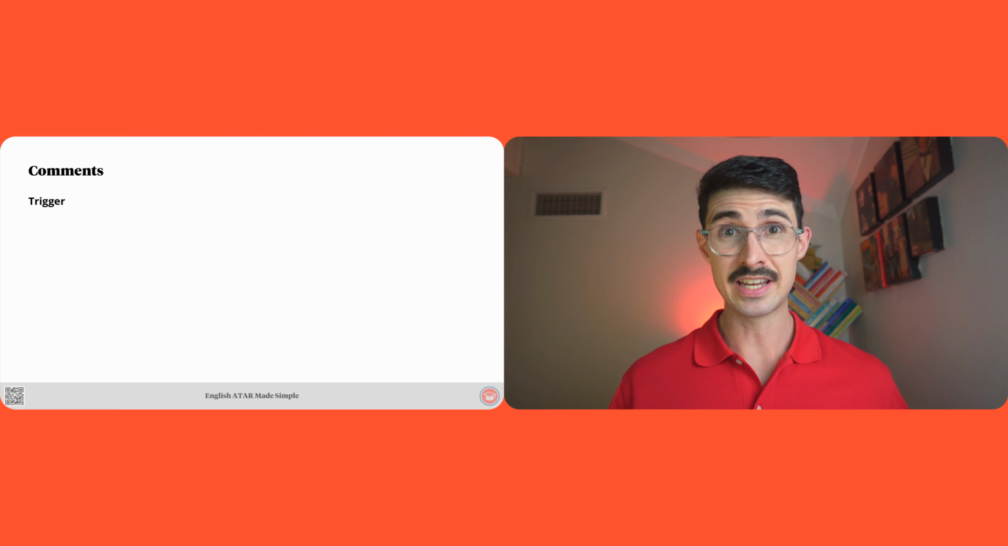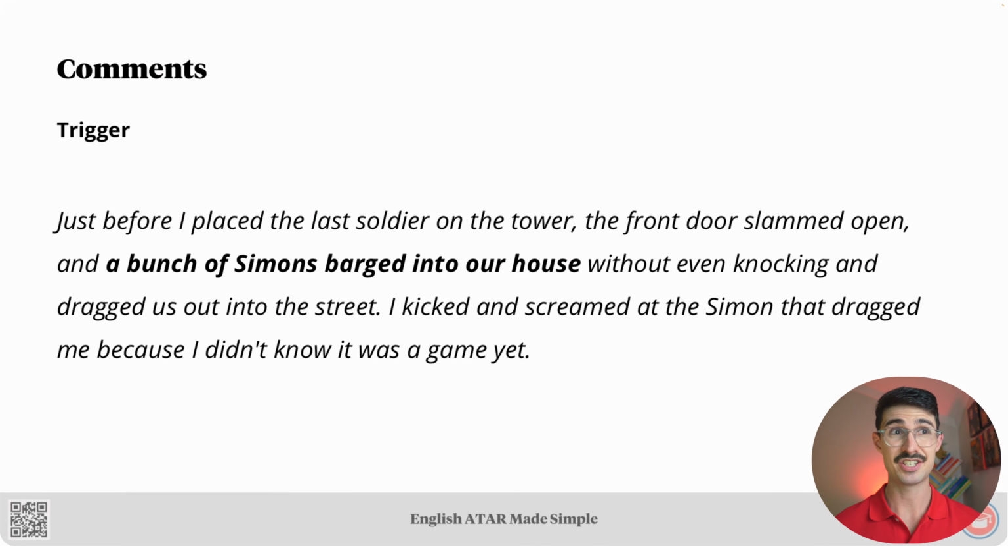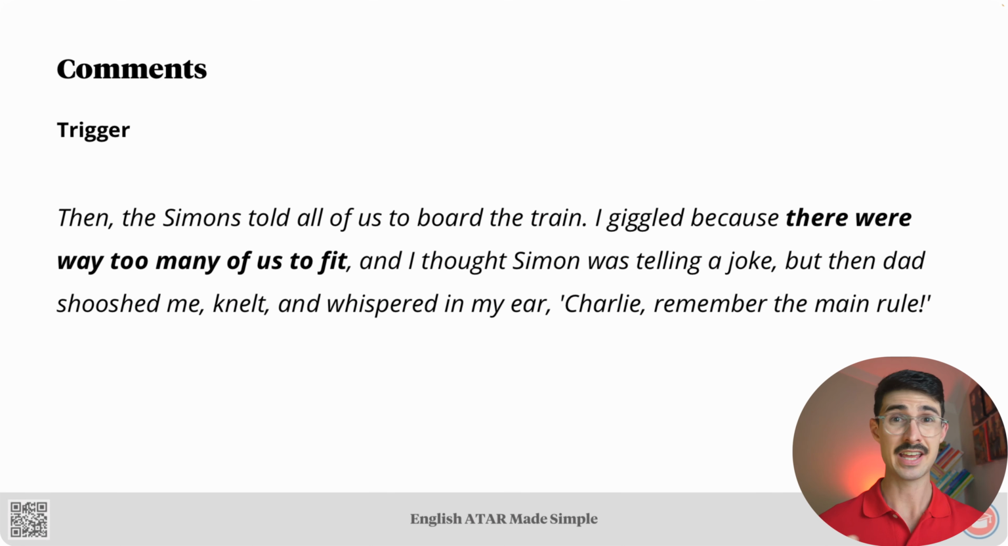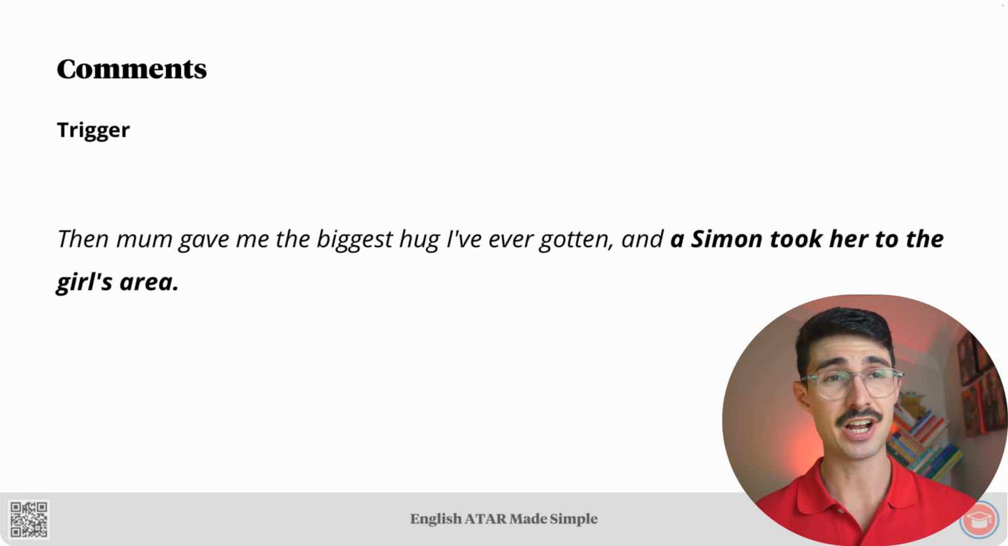For example, we've got these parts of the background section. Charlie's life is turned upside down when the Simons barge into his family home. Then Charlie is shoved into an overcrowded train carriage full of crying people. And to top it off, Charlie is separated from his mum.